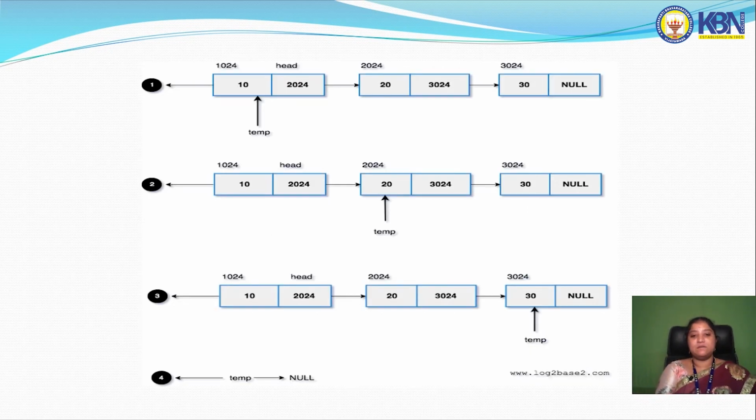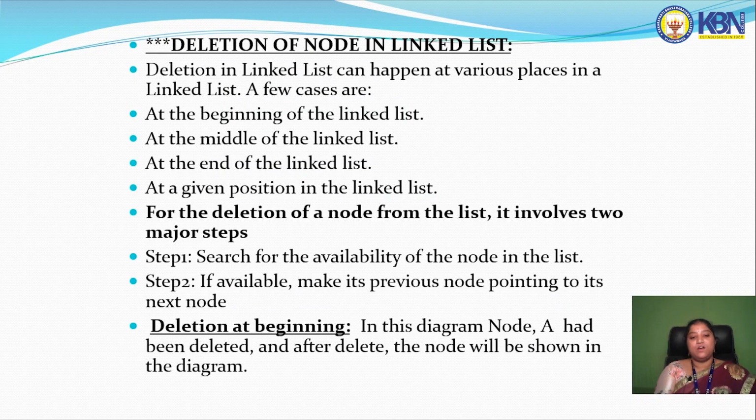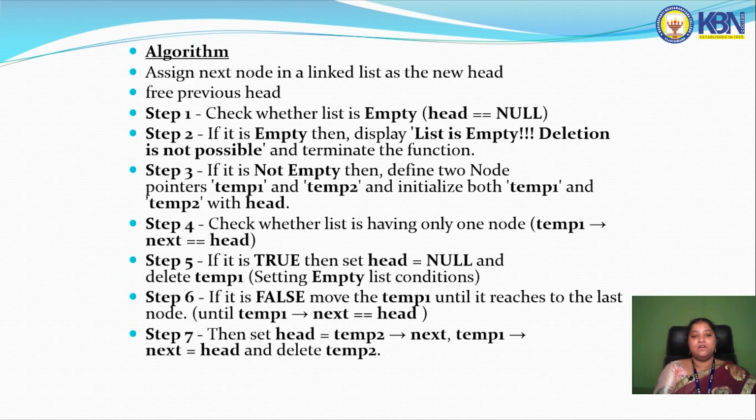These are some examples of linked lists. Now we will discuss deletion of a node in the linked list. We can delete a node at various places: the beginning position, the middle position and the end position. For deletion we can use step 1 and step 2. For deletion we can use the algorithm, that is, these steps.